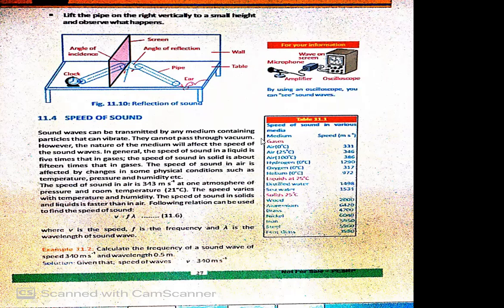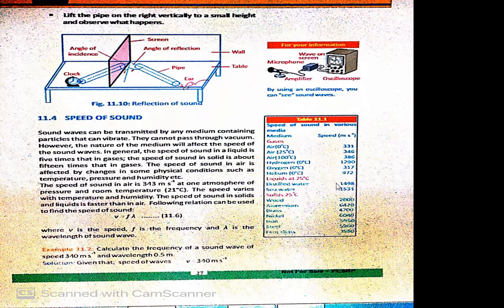You can see the speed of sound in gases is 333 when the temperature of air is 0 degrees Celsius. If the temperature of air is 25 degrees Celsius, the speed of sound is 346 meters per second. If it is 100 degrees Celsius, the speed of sound is 386. Similarly, the speed of sound in liquid at 25 degrees Celsius, if it is distilled water, is 1498 meters per second. It means the speed of sound is greater in liquids as compared to gases.